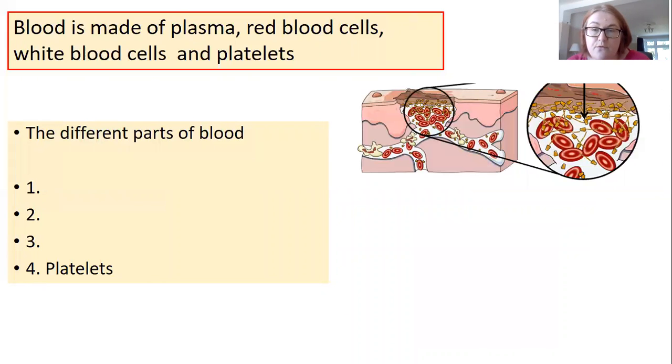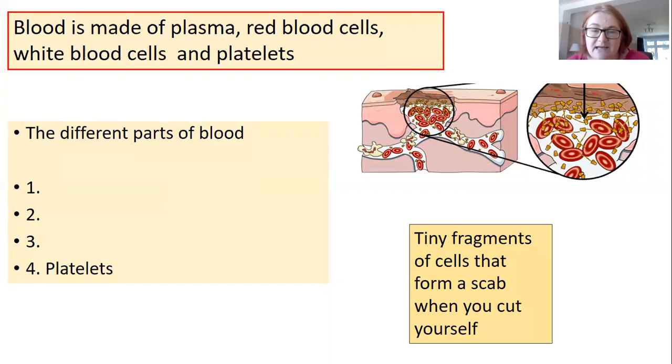And then the 4th bit of blood is called your platelets. Now, platelets are tiny bits of broken up cells. And when you cut yourself, it's the platelets that join together and form a scab. You can see, in the enlarged picture, how all those bits of platelets knit together and cover over any gap that you've got in your skin, forming a scab so that the blood can't get out. So you can see how vital they are.